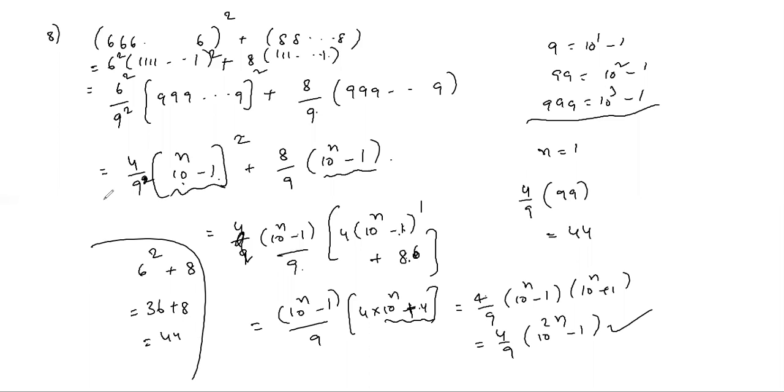Sir, when you took 4 by 9 common, there'll be 1 by 9 for the first part. What happened to that? This one, 4 by 9. Yeah, that one. 6 by 9, what is the value? 3 cancel, 2 by 3. 2 by 3 whole square, 4 by 9. Okay. Here also you take 4 common. 10 power n plus 1, 10 power n minus 1. A plus b and a minus b, a square minus b square. 10 power n minus 1, 4 by 9.